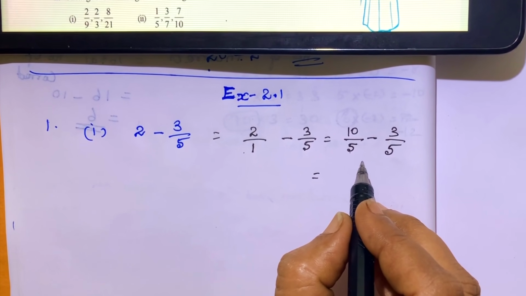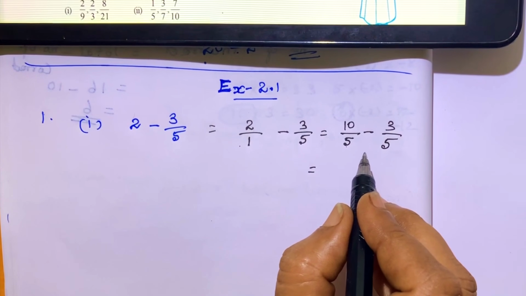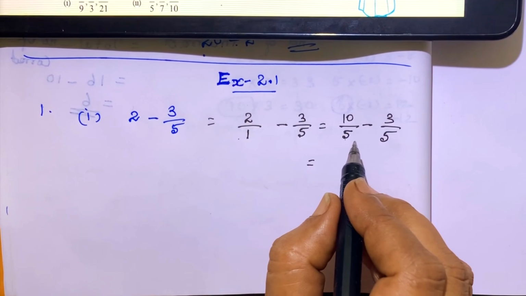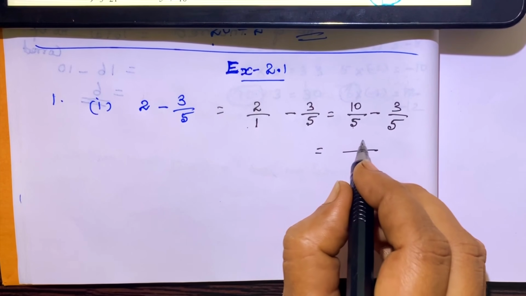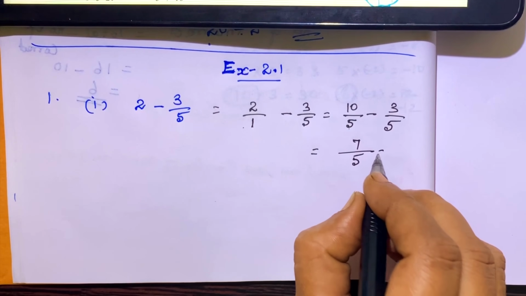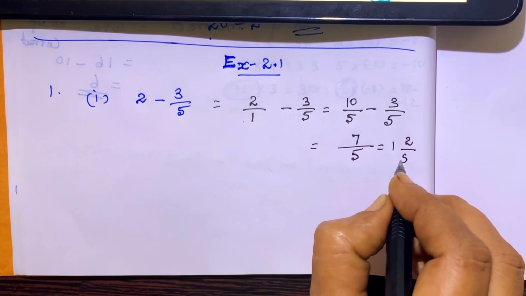Only like fractions you can add or subtract. Addition and subtraction means you have to make the denominators the same. So 10 minus 3 is 7 over 5. If you want to make this a mixed fraction, it means 1 2 by 5.